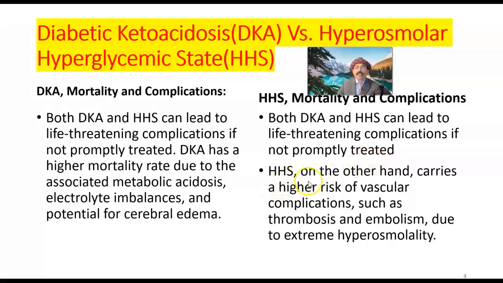Hyperosmolar hyperglycemic state, on the other hand, carries a higher risk of vascular complications because of extreme hemoconcentration. Blood is very concentrated because of too much glucose, and it may cause thrombosis and embolism due to extreme hyperosmolarity.